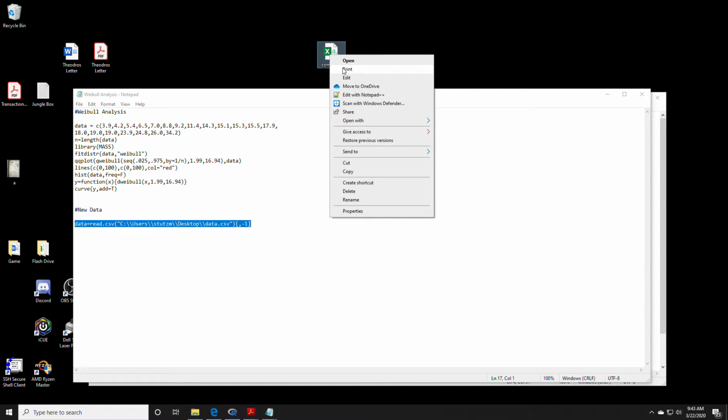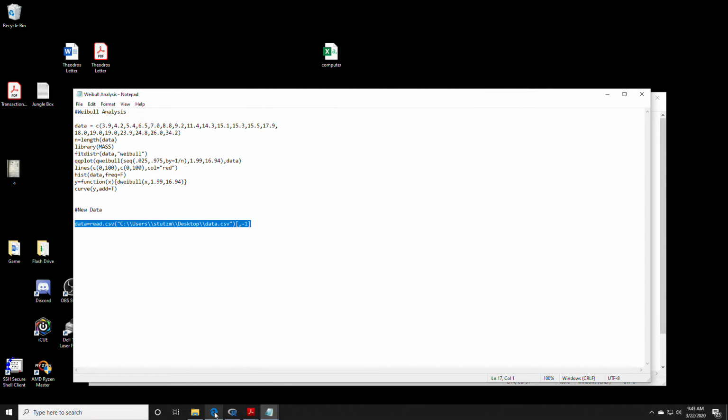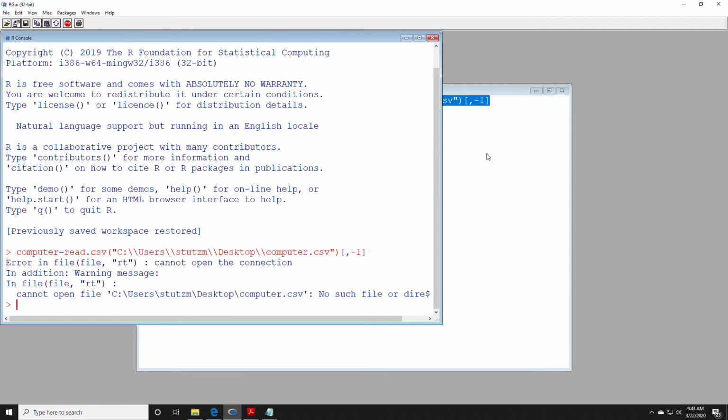If you right-click on your file and go to Properties, you can see what it's called. Okay, so this is the location. Again, even though it shows single slashes, you have to put double slashes in R. So my username should be Ryan instead of StutzM. Let's see if that works.